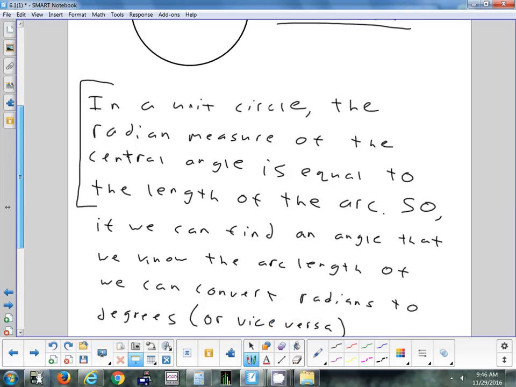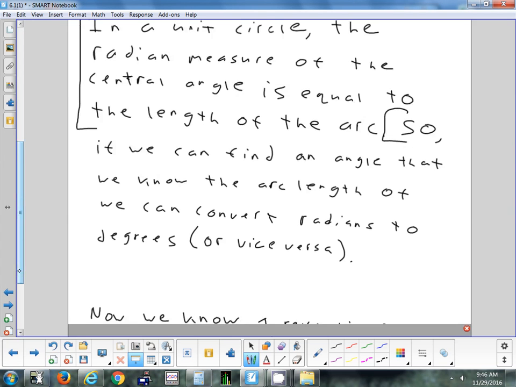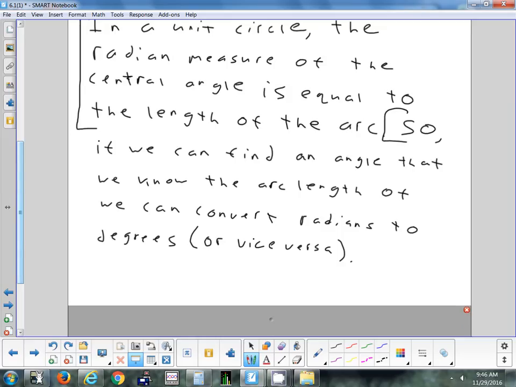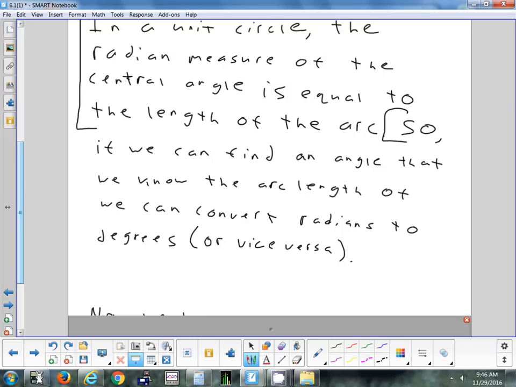You don't have to copy this second part. This part right here is just thinking in your head. So we need to find an angle that we already know the size of the arc for. Let's draw a couple pictures and I think that'll help.